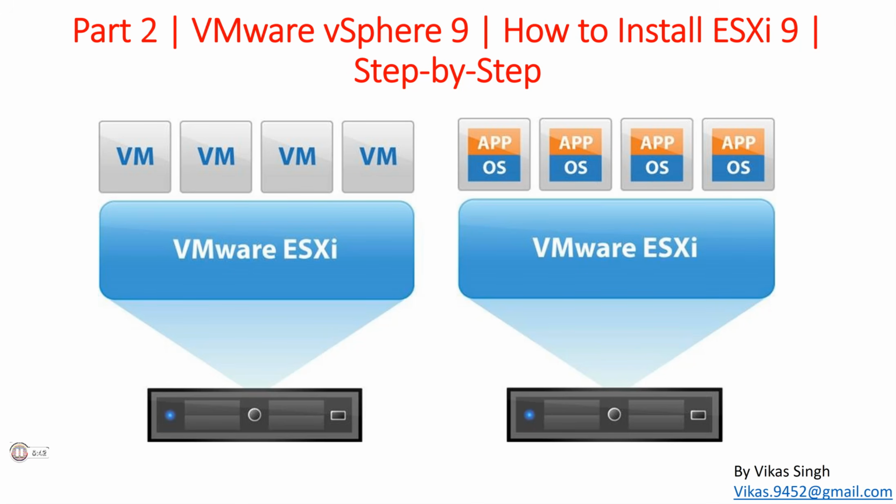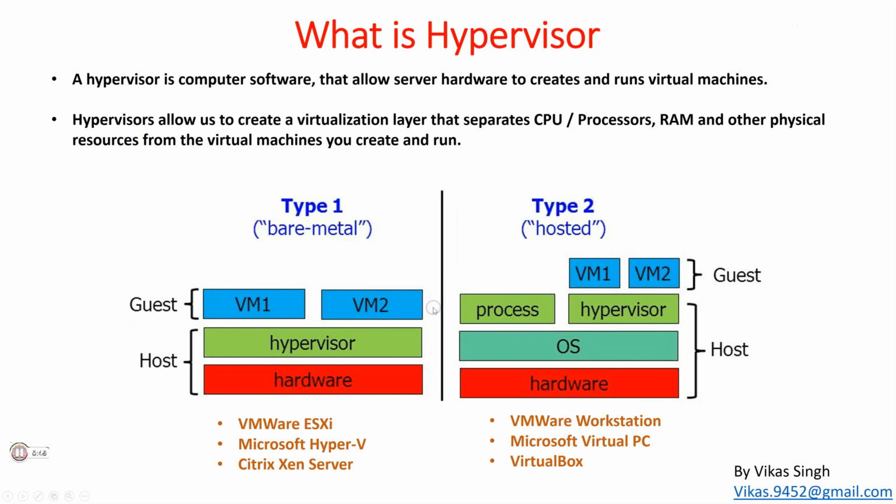So the very first question before we start: what is a hypervisor? A hypervisor is a software layer that allows you to create virtual machines and run multiple operating systems on a single physical machine. It separates the physical machine resources such as CPU, RAM, and storage, and allocates them to virtual machines. In simple words, you can consider a hypervisor as a resource manager. Instead of one operating system directly using the hardware, a hypervisor sits in between and distributes resources to the multiple virtual machines.